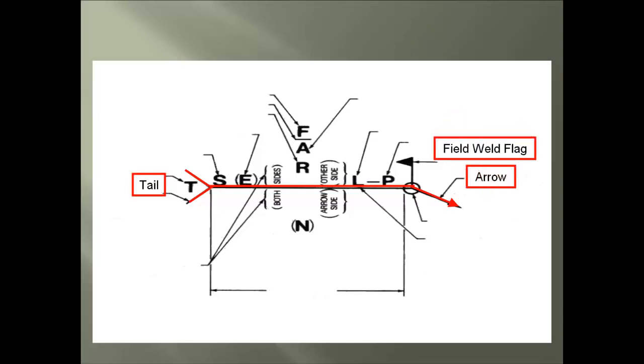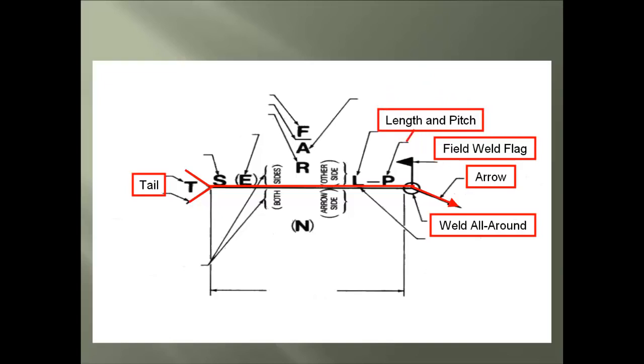There is a black flag shown here, and that represents field welding. And if there is no flag, that would mean it's welded in a shop. We see a circle at this point of the symbol, which stands for the weld being produced all around the workpiece. Here we have an L, which is where a number will be called out for the weld length, and the P will have a number representing the pitch spacing or center to center spacing of the welds.